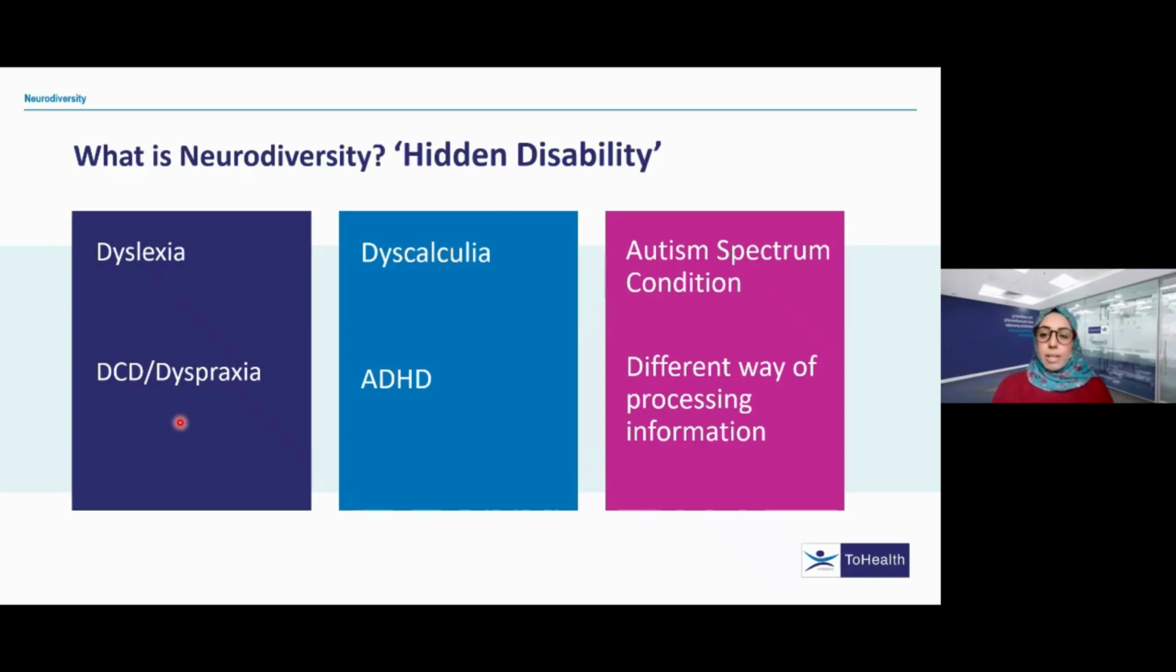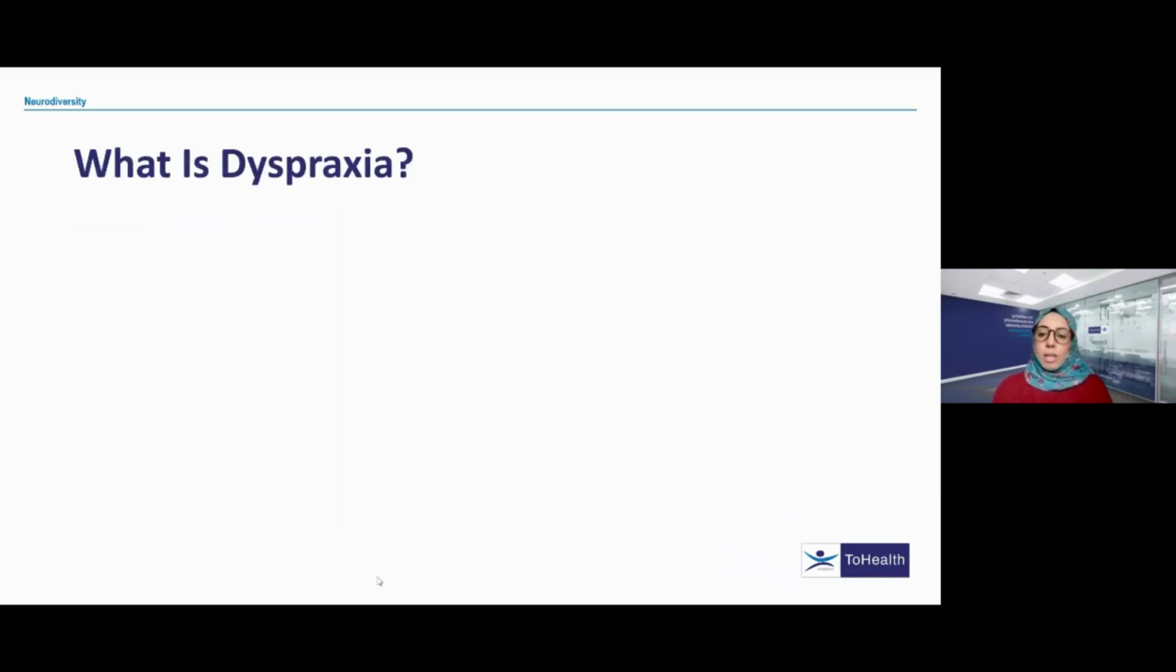So all of these conditions are neurological or brain-based in origin, and that means that people that are neurodivergent will process information differently. There can also be a co-occurrence of these conditions, so that means that one or more of these conditions can co-occur.